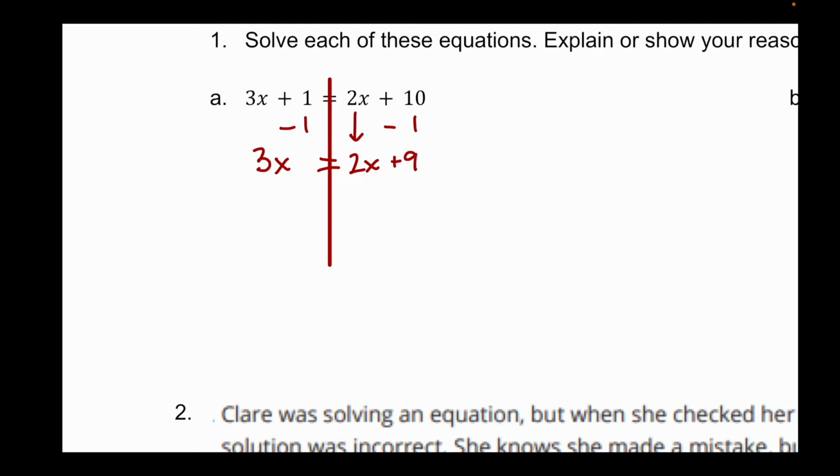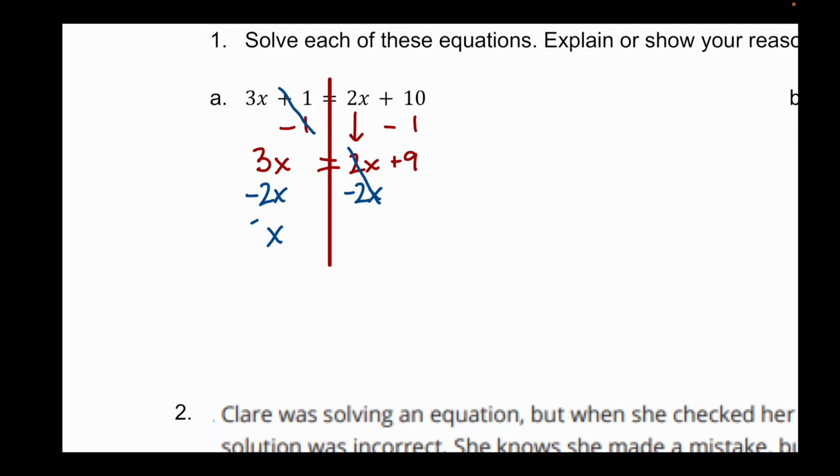Now we're going to move, so I'll change my color here, and I'm going to move this 2x. I'm going to subtract 2x over here on the right, which means I have to do the same thing on the left. And when I subtract it on the right, it cancels or it goes away. And I didn't show that, but that actually happens with this one also, and that's why I made that move to begin with. So now on the left, 3x minus 2x leaves me with just 1x.